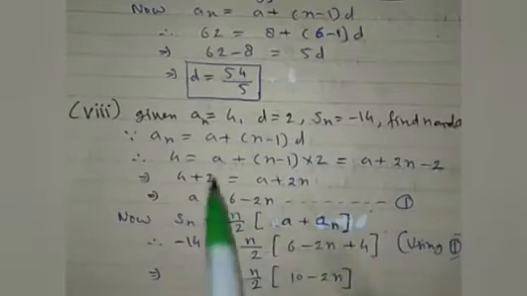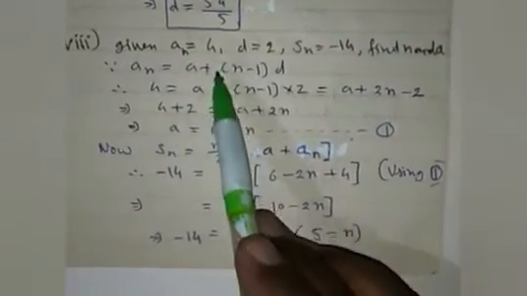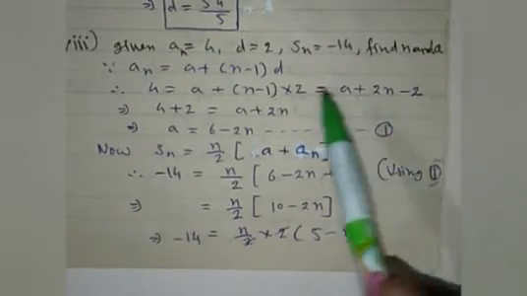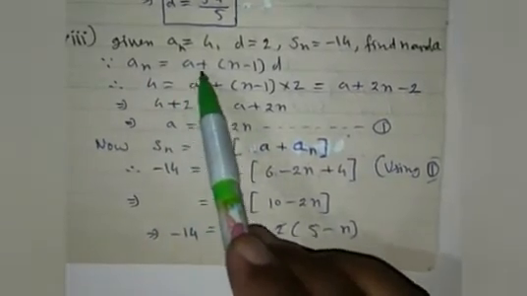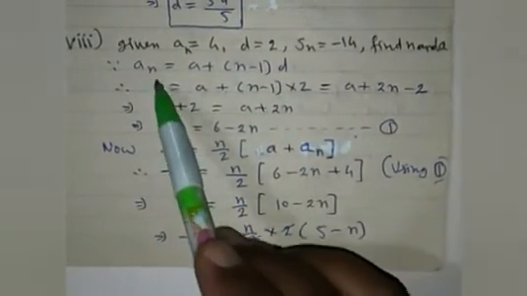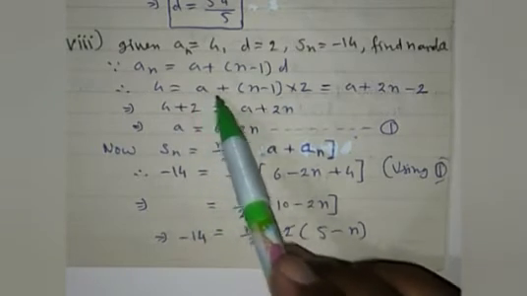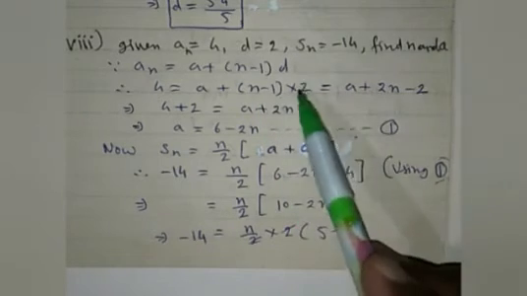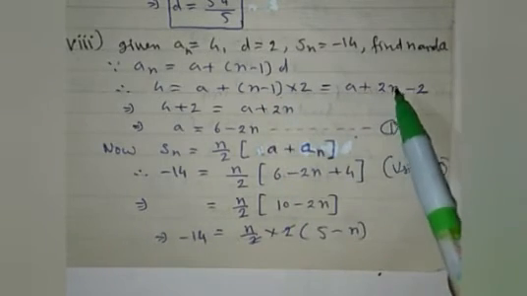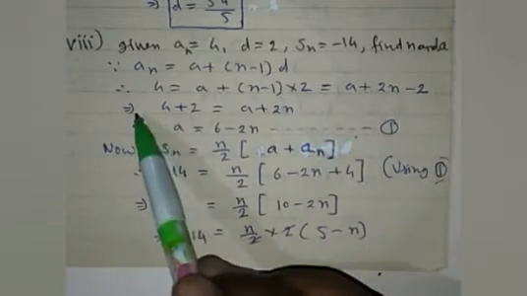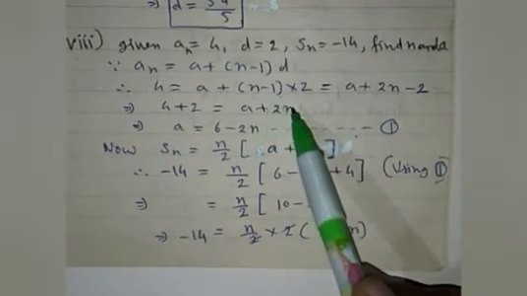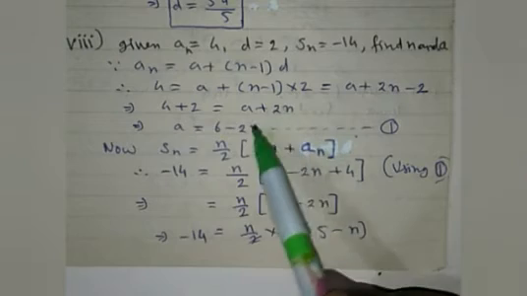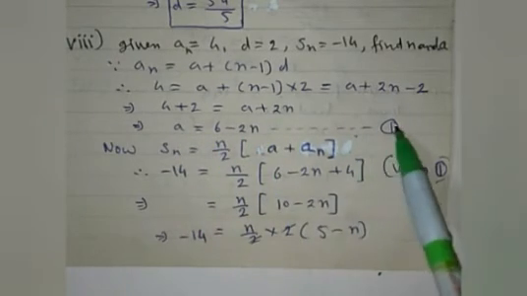Now in the eighth part, given an equal to 4, d equal to 2, Sn equal to minus 14, find n and a. Here we use the formula an equal to a plus (n minus 1) into d. So an is 4, that is equal to a plus (n minus 1) into 2, which is equal to a plus 2n minus 2. Taking 2 to the left hand side, it will be 4 plus 2 equal to a plus 2n. Hence a will be equal to 4 plus 2, which is 6, minus 2n. So a equal to 6 minus 2n. It is equation number 1.